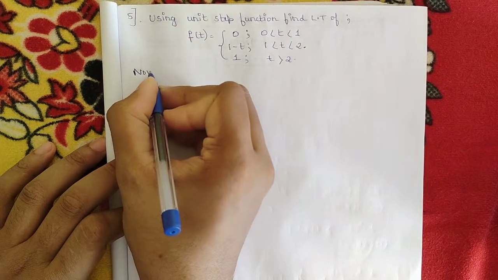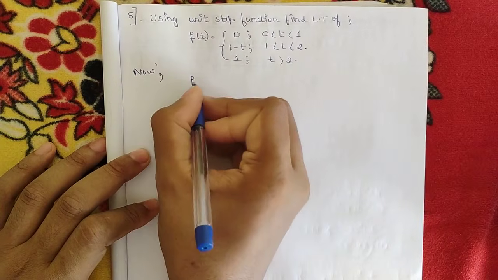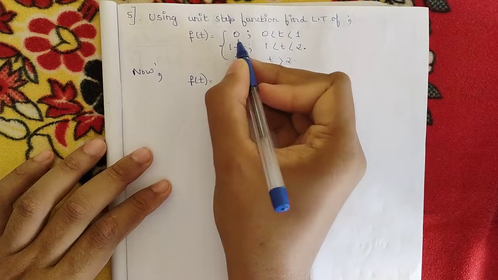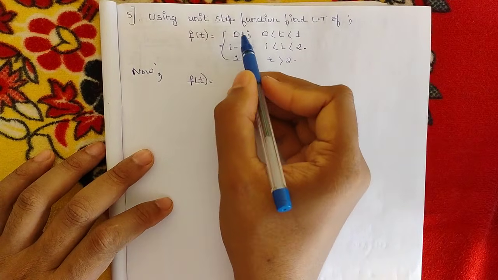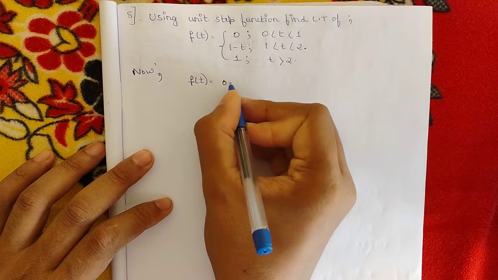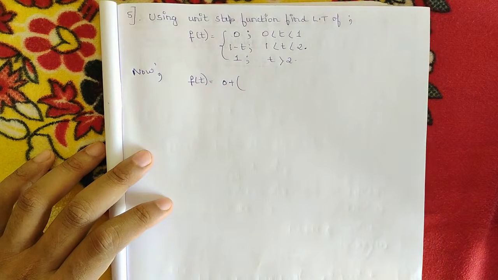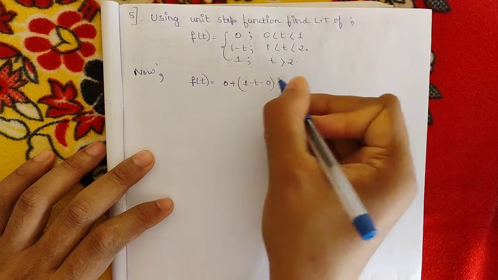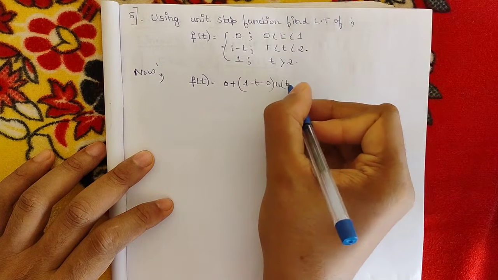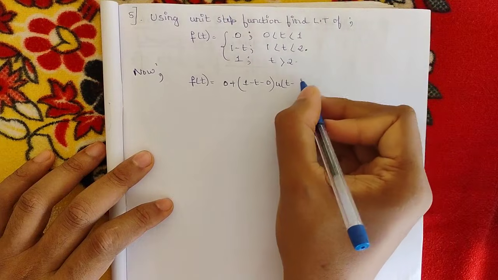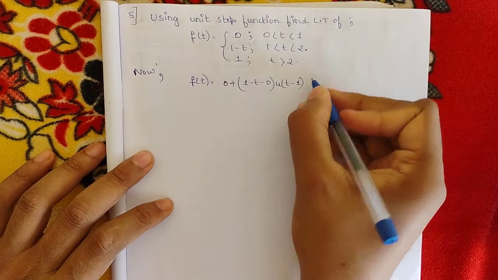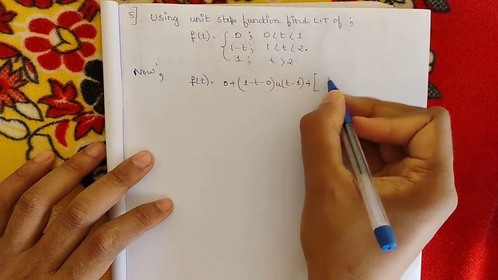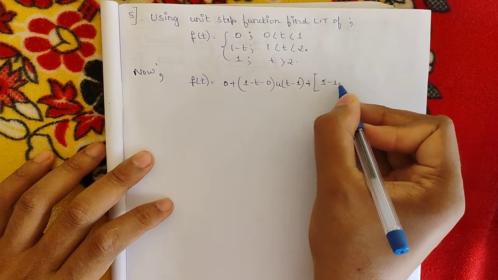Now according to the third property, f of t is equal to f1 of t. So I'll directly write it. In place of f1 of t we have 0, plus f2 of t minus f1 of t, that is 1 minus t minus 0, into u of t minus a, in place of a we have 1, plus f3 of t minus f2 of t, that is 1 minus t.